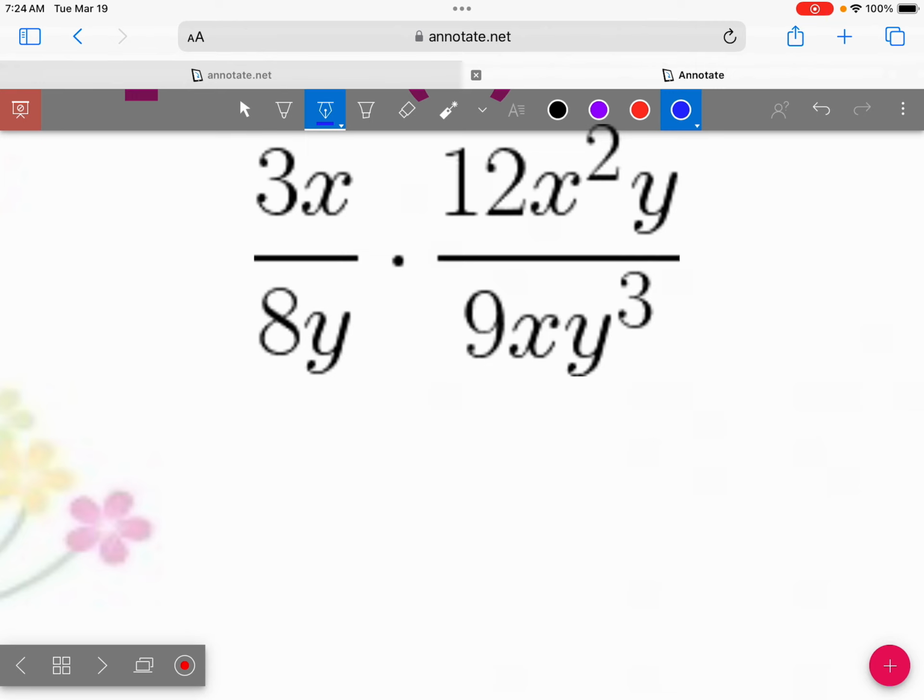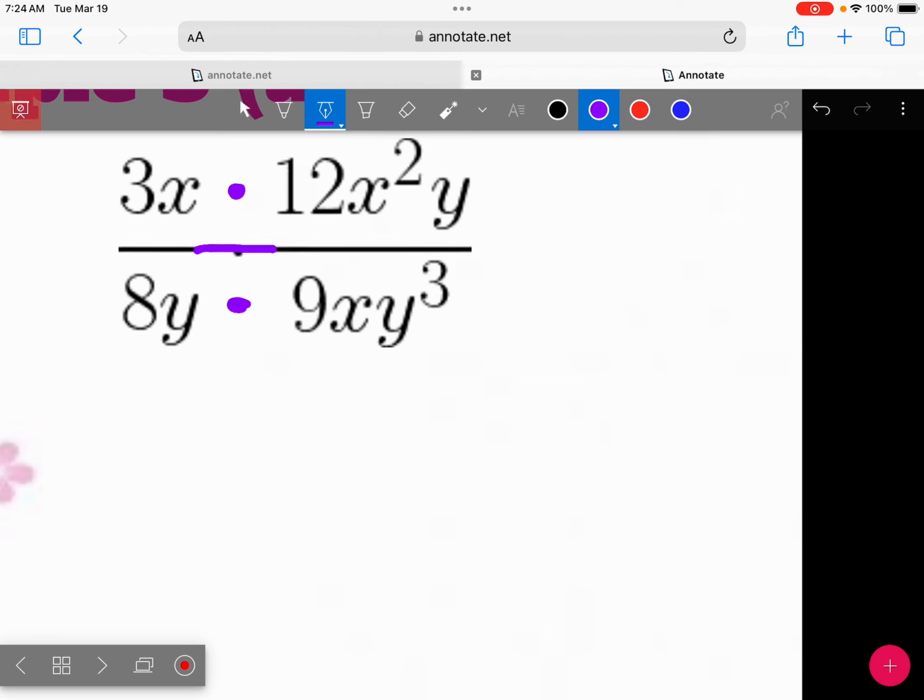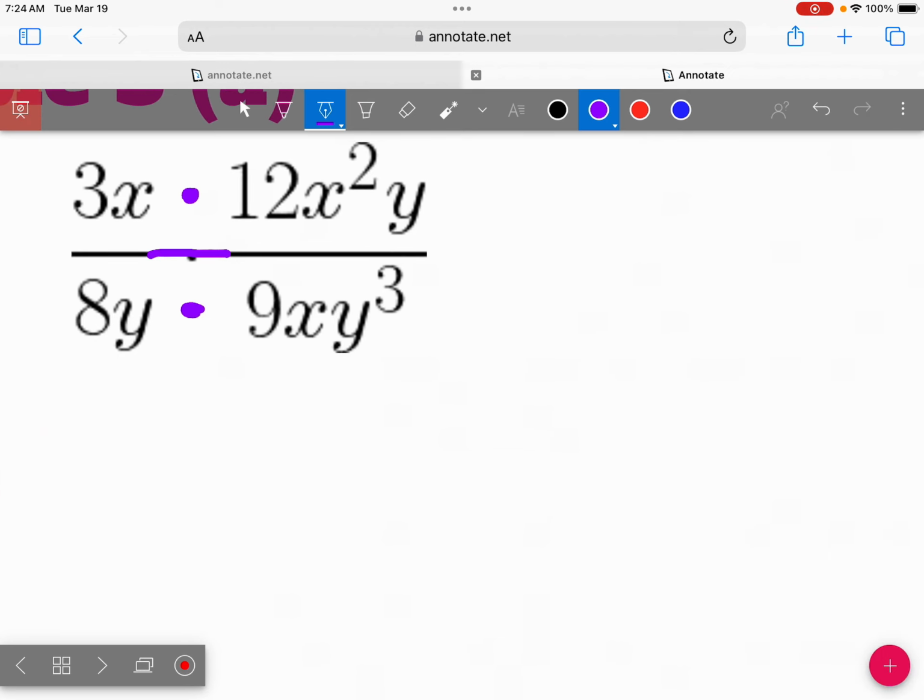When we multiply across, I'm going to take my 3x and times the 12x squared y. I'm going to take my 8y times the 9xy cubed. And we have a couple ways we can go about this. We can simplify at the beginning or we can simplify at the end. And it really doesn't matter. I think it's easier for our life if we simplify as we go, just so we don't wind up with gargantuan numbers.